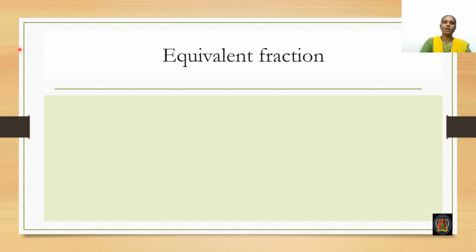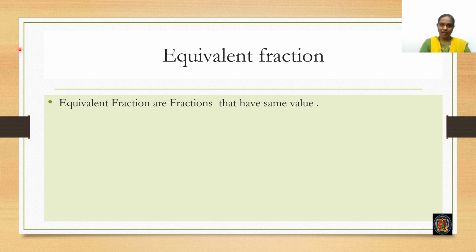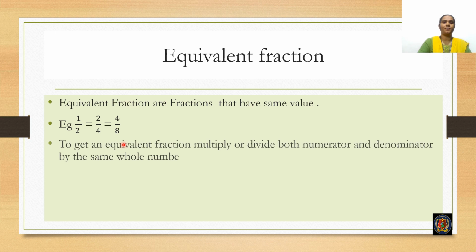Now let us see what are equivalent fraction. Equivalent fractions are fractions that have the same value. As the name implies, the fractions are equal. Though they look different, they are equal. They have the same value. Example, 1 by 2, 2 by 4, 4 by 8. All these fractions have the same value. They are equal. They are all called equivalent fractions.